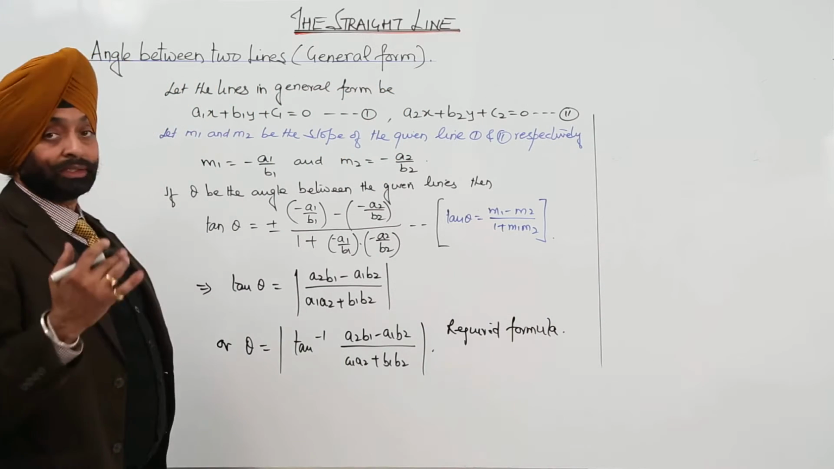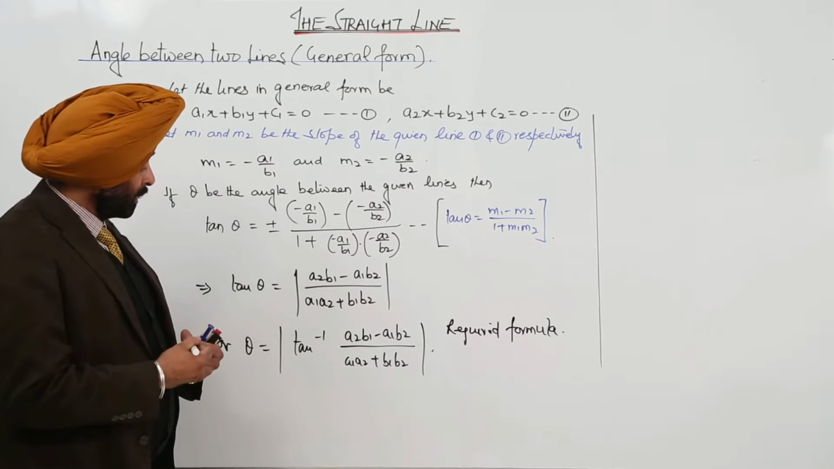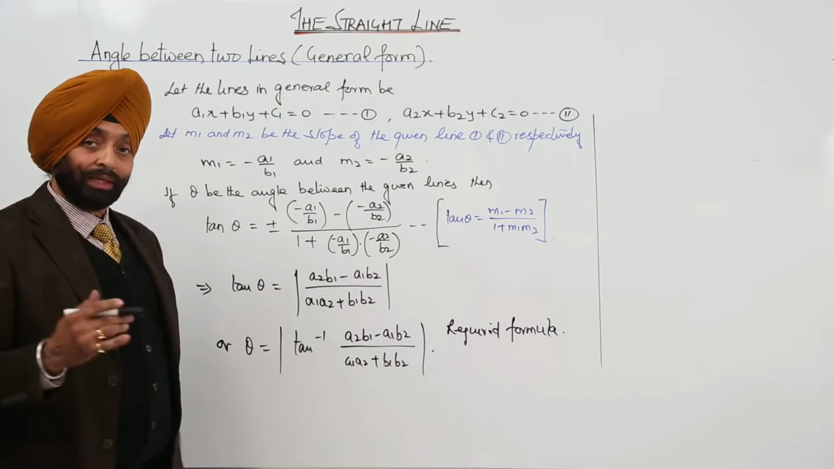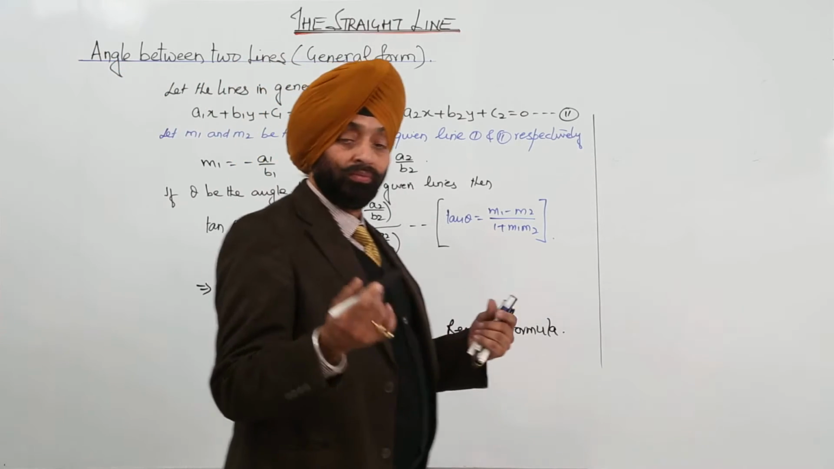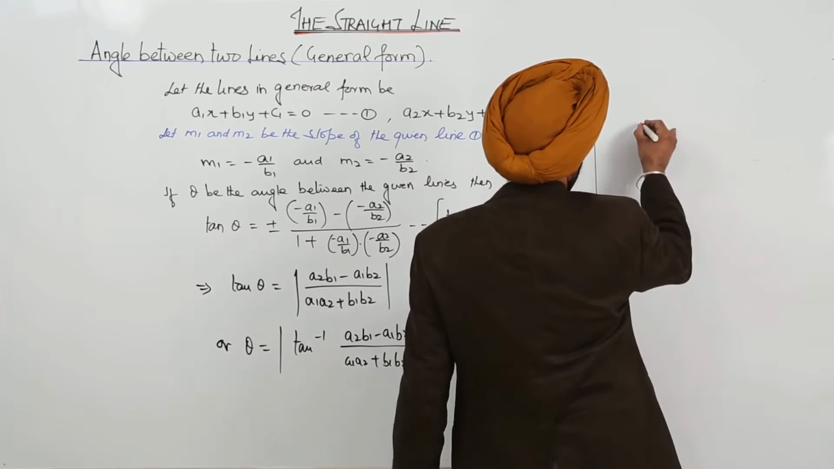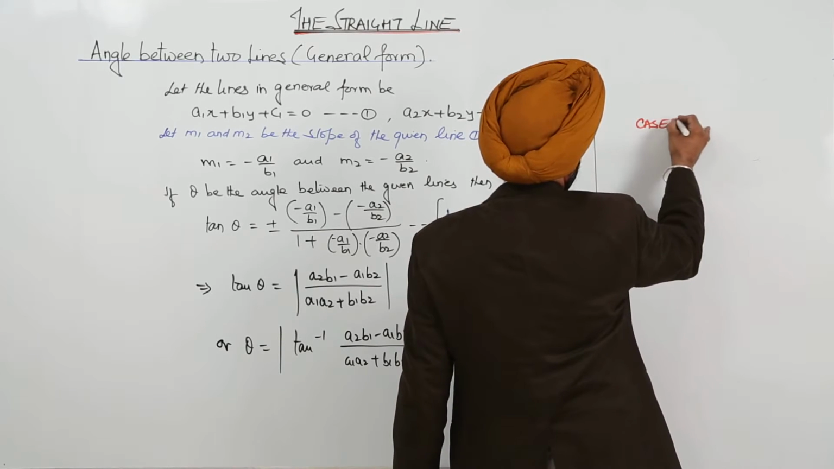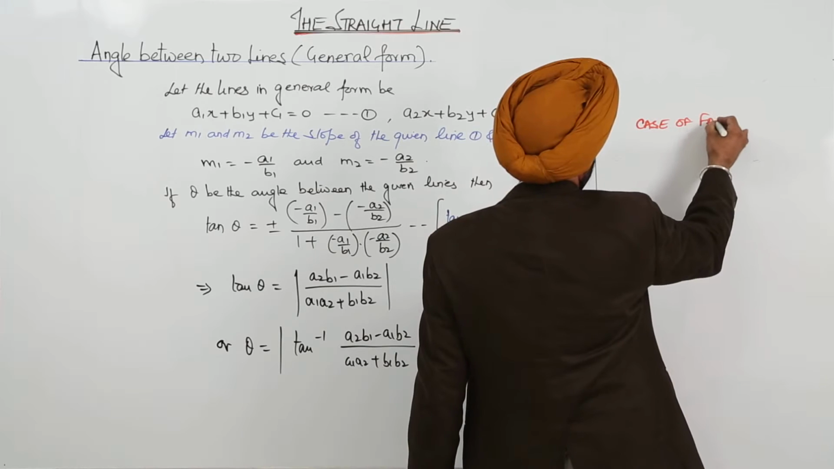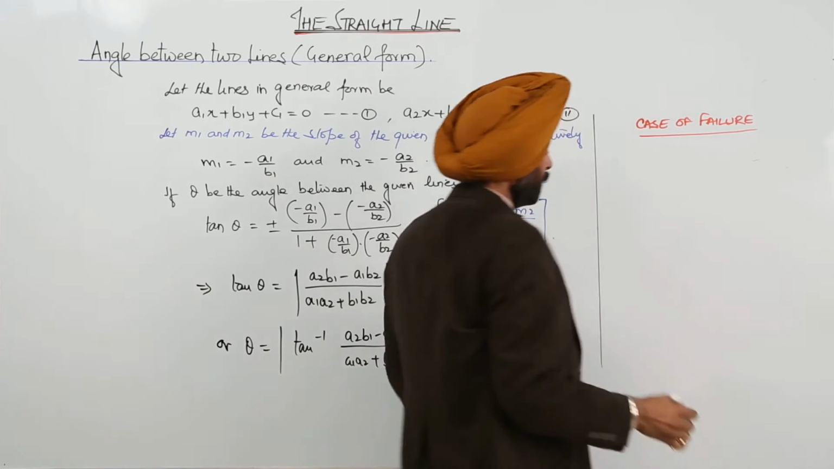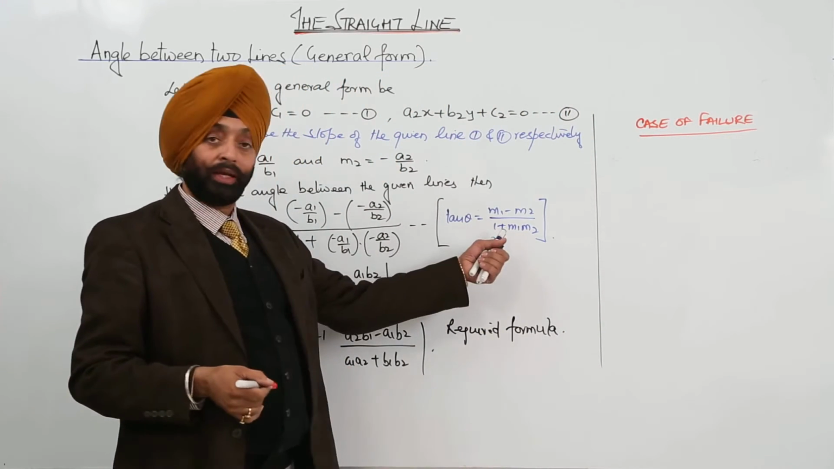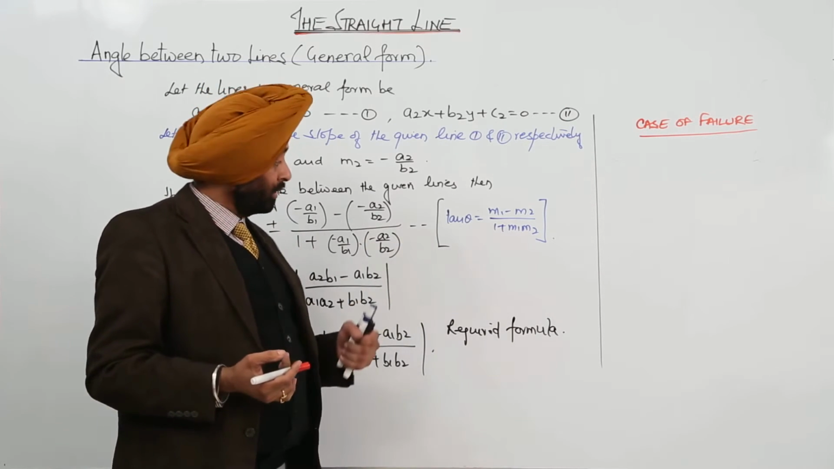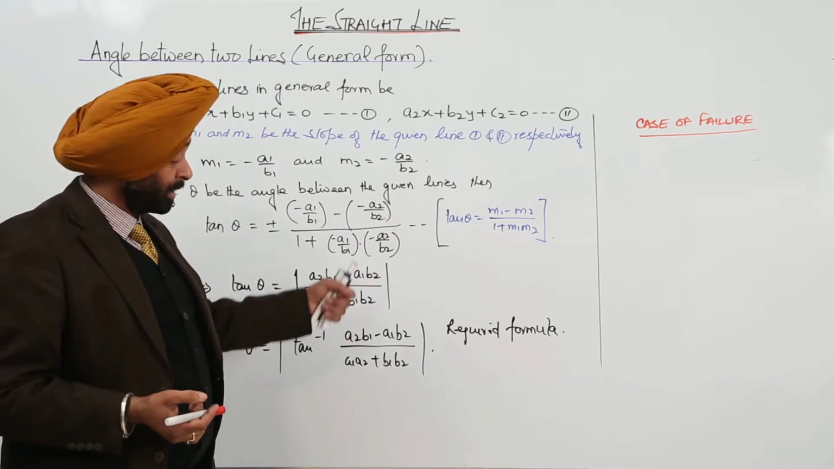Now one case arises here. After writing the formula, you can use this formula. Now one case arises, that is called the case of failure. Now what does this mean? We have two formulas. Number one, we can directly find the slope in the normal form and then write the formula, or we can find the slope in the general form and then proceed.